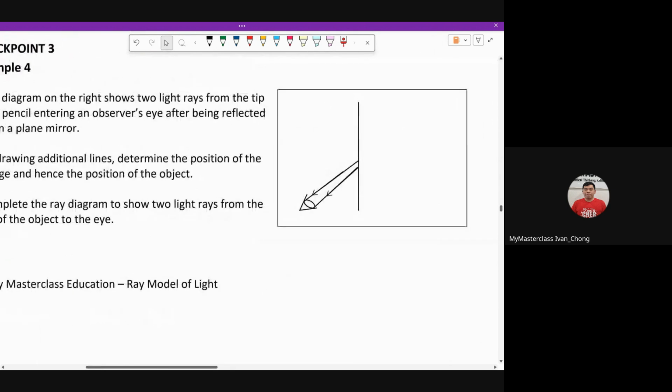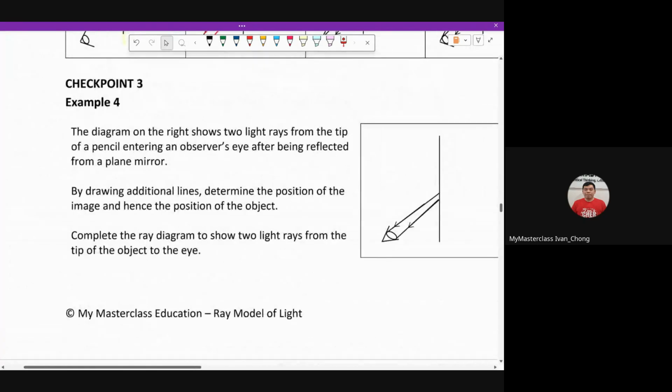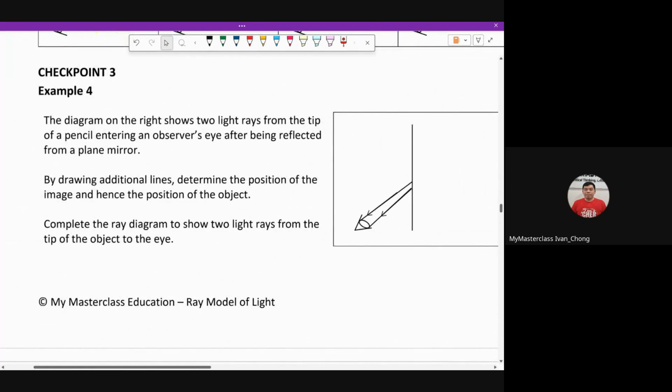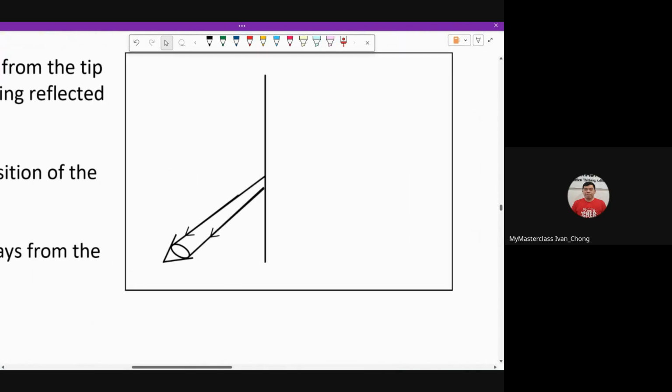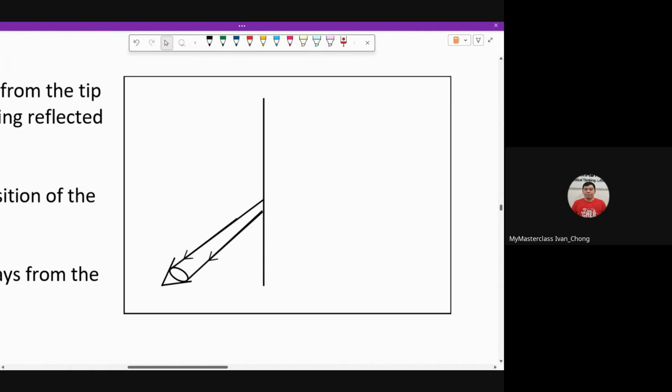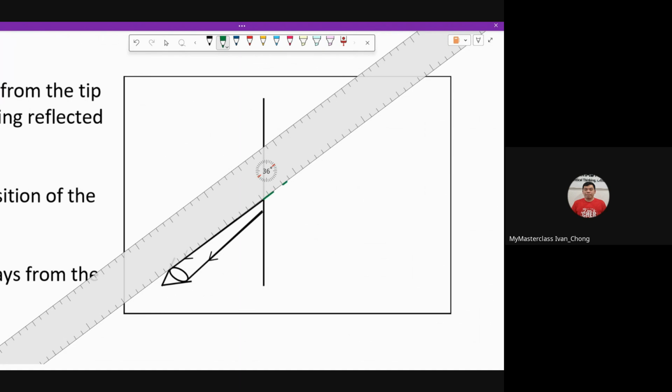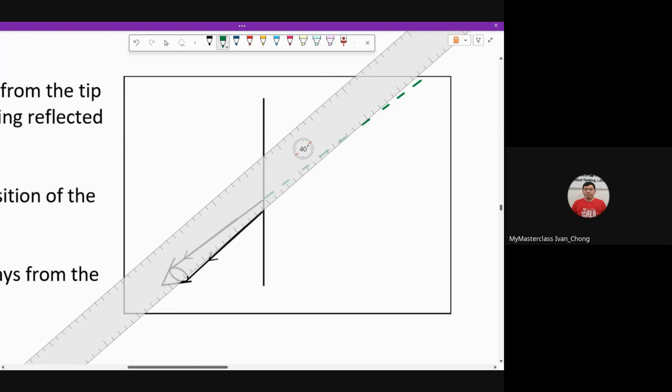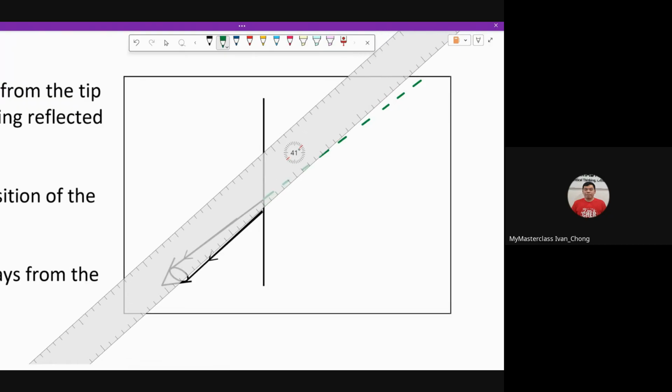Okay, so last but not least, let's do your checkpoint 3. Instead of giving us the object and the image itself, the question now gives us two light rays that are being reflected. So remember, what is the line? Light always travels in a straight line from the image to the eye. So if we take this light ray and draw it backwards, we can find that. Just draw all the way through, and you do the same for the bottom side as well. Just take a ruler and try to make it nice. Dotted line all the way through.